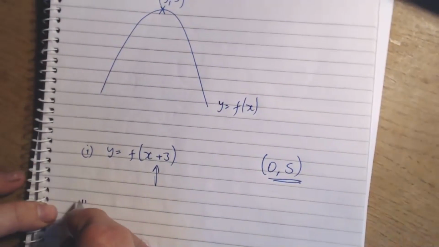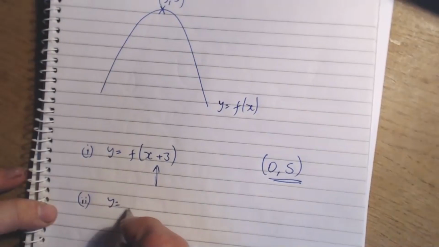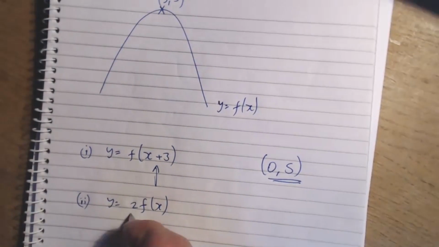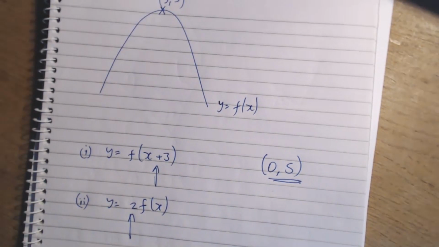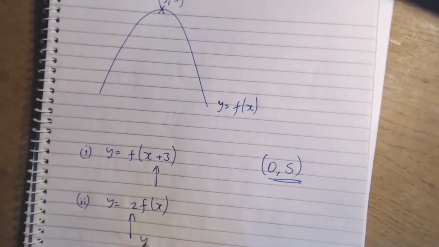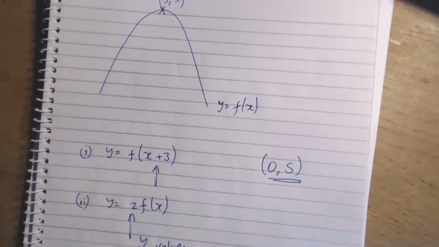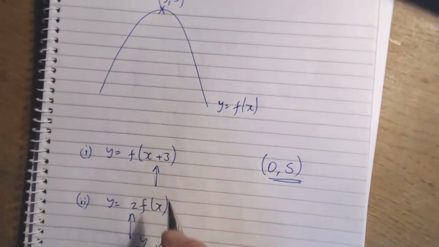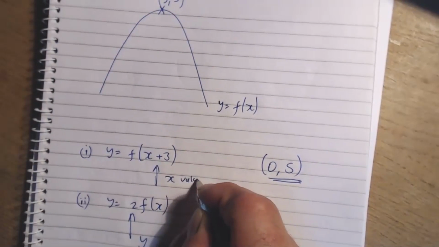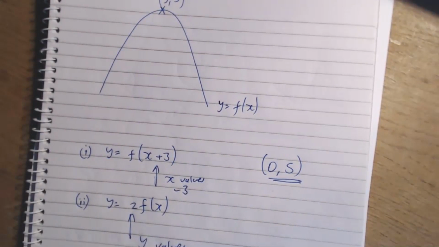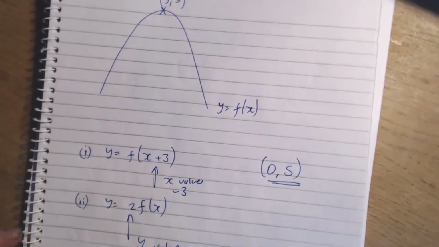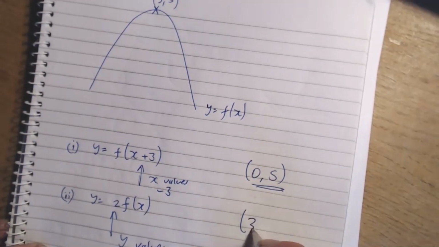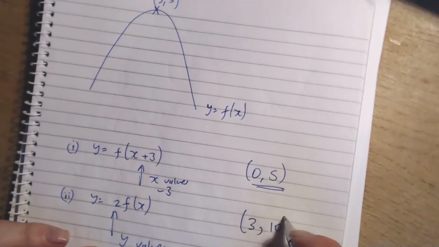Now for part II, we've got y equals 2 f of x. Now this is outside the bracket, it's outside the function. So this affects the y values, but it does exactly what you would expect. So it multiplies it by 2. The one up here affected the x values, but did the opposite. You were taking away 3. This is outside the function. It affects the y values and does what you would expect. So the x value stays unchanged on 3. The y value becomes 10.